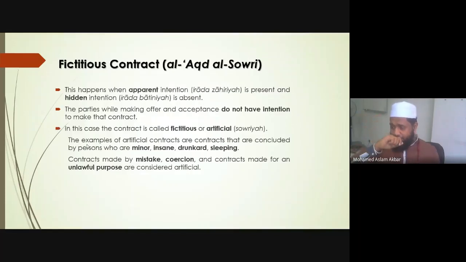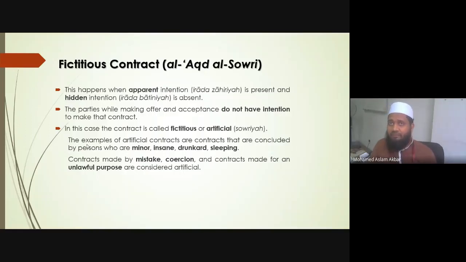The next is, okay, this is a fictitious contract that we are going to discuss. We call it al-aqd as-sawri. Yes, it is all related. This happens when apparent intention, irada zahiriya, is present and hidden intention is absent. So all these contracts, we call them fictitious contracts. The parties, while making offer and acceptance, do not have the intention to make that contract. In this case, the contract is called fictitious or artificial. You can also call artificial contracts Sauriya.